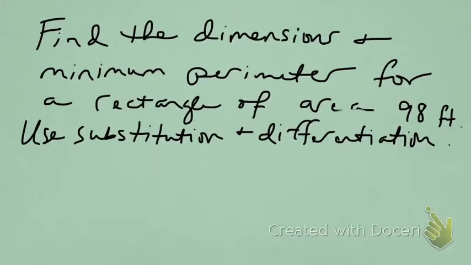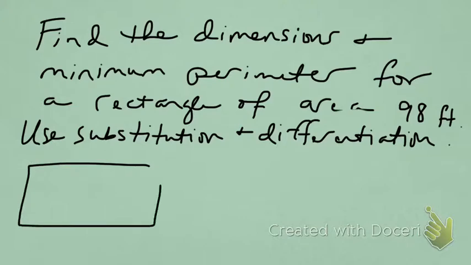Okay, so I want to know the dimensions and the perimeter. That is, the dimensions and the minimum perimeter for a rectangle with area 98 feet. And I'd like us to use substitution and differentiation to accomplish that.